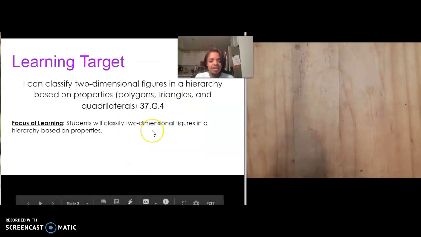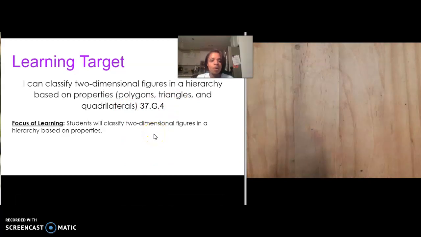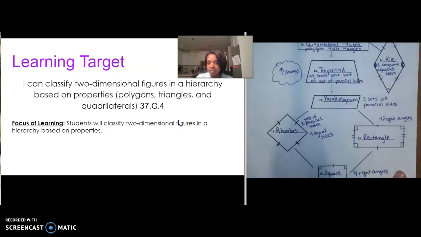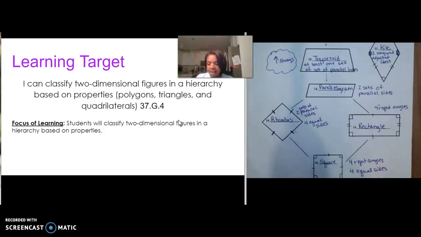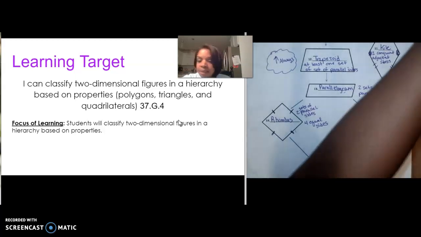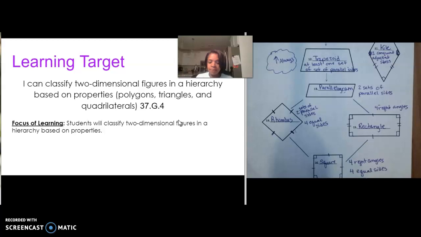So our learning target today is I can classify two-dimensional figures in a hierarchy based on properties such as polygons, triangles, and quadrilaterals. Today we're specifically going to look at quadrilaterals. So I hope you have with you your hierarchy so that you can reference that. And I hope you have with you the paper assignment that I gave you yesterday. So if you have that, you can place that down.